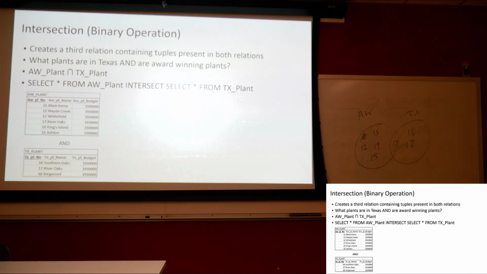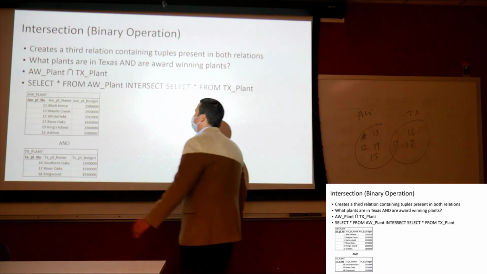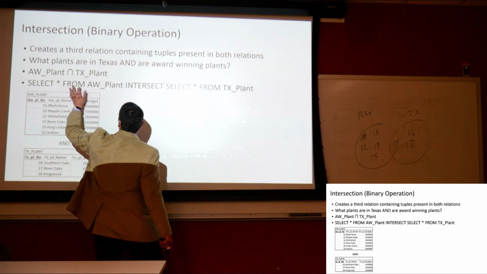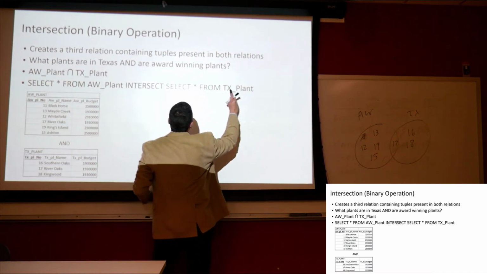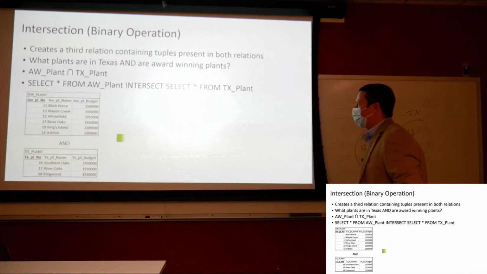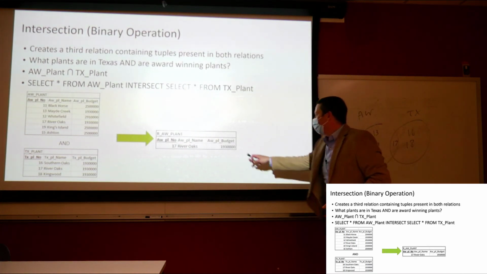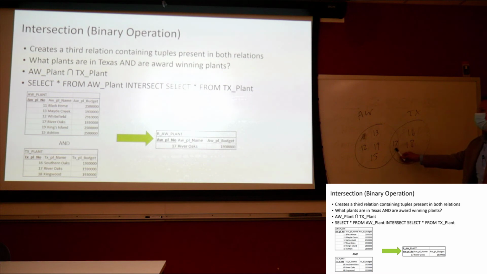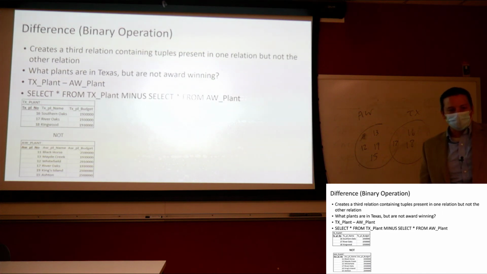The intersection, this is kind of the equivalent of saying and. What plants are in Texas and are award-winning plants? Same format as our union. We have two SQL statements, select asterisk from AW plant, select asterisk from Texas plant, put the word intersect between them, and we're going to get only this one plant, number 17, River Oaks, which happens to be in both data sets. And then our difference is equivalent to saying not.